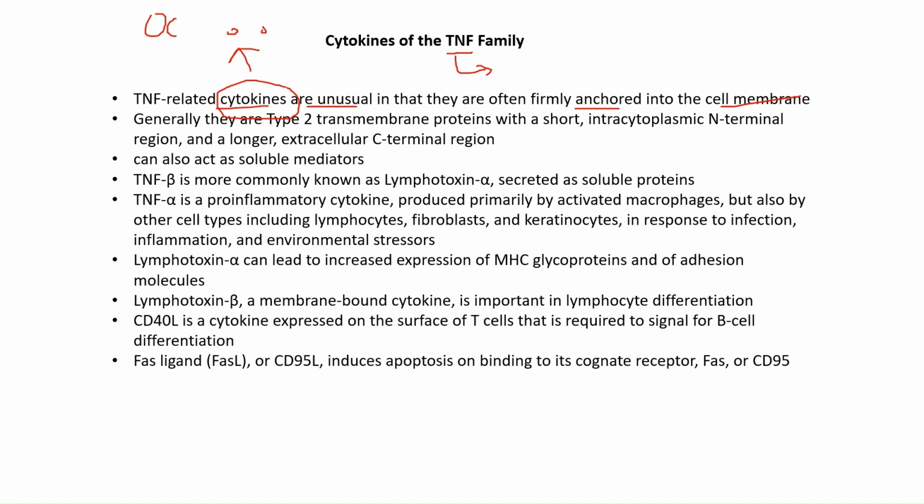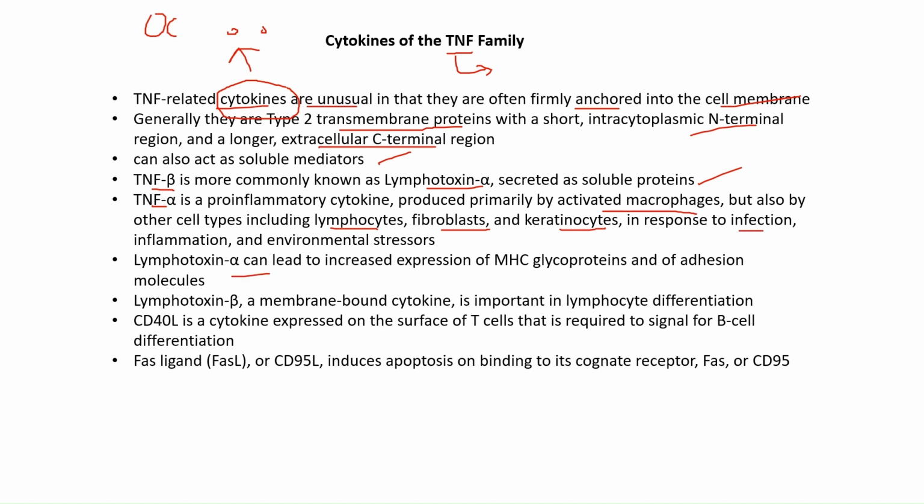Generally, because these are anchored to the cell membrane, they are type 2 transmembrane proteins. That means they have a short intracytoplasmic N terminal and a long extracellular C terminal. They can also act as soluble mediators. Tumor necrosis factor beta is more commonly known as lymphotoxin alpha. This is a soluble protein, whereas tumor necrosis factor alpha is produced by activated macrophages and also other cell types like lymphocytes, fibroblasts, and keratinocytes in response to infections or inflammation.